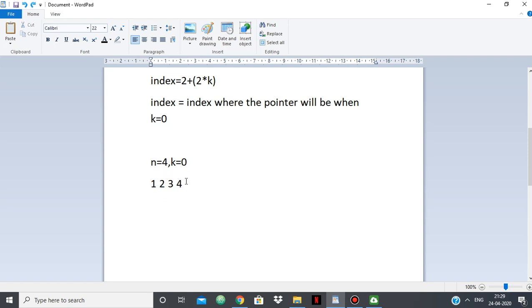What happens if I start with 4? So I start with 4. 4 explodes. 2 explodes. Come back. 1 explodes.